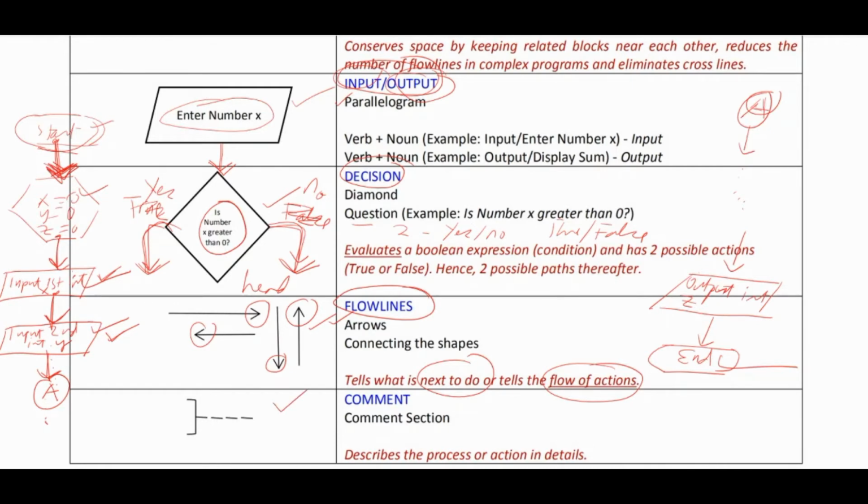The next symbol is a comment. This is a comment section, and you simply write here something to describe the process or the step it is currently in. So it describes the process or action in detail. For example, we would like to add a comment here: user inputs an integer and the value is stored in x. So this is describing what is being done in this step. We call this again a comment.